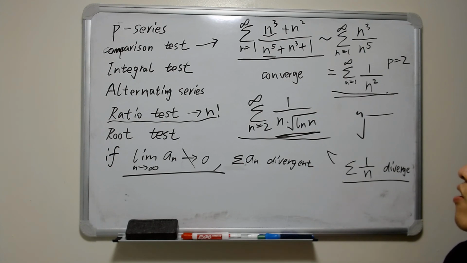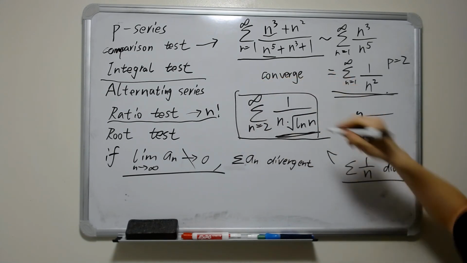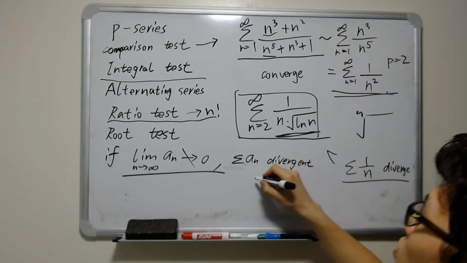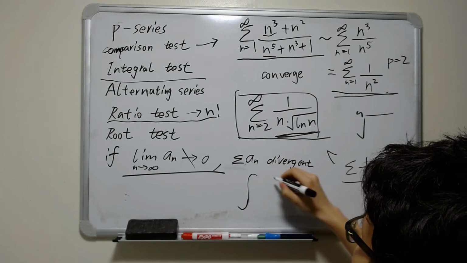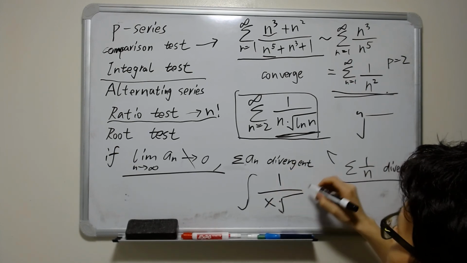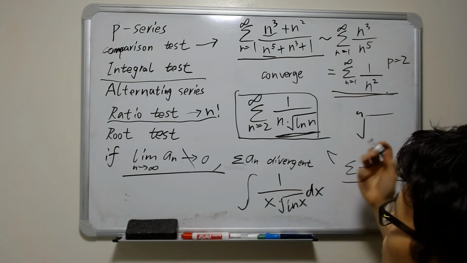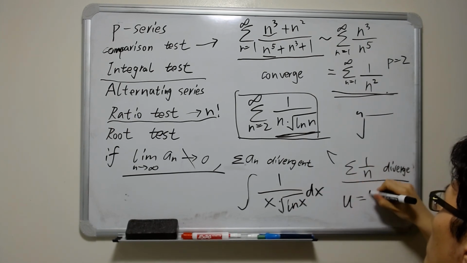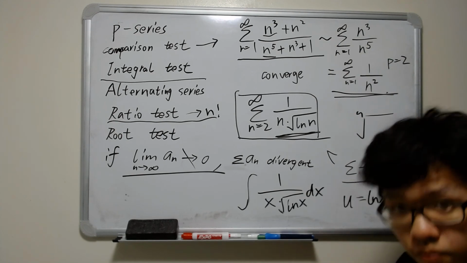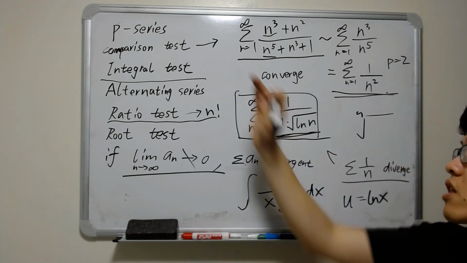So we have to use the integral test for this series, because it's possible for us to find the integral of 1 over x times the square root of log x dx, if you make a substitution u equals log x. So in this case, we will use the integral test.